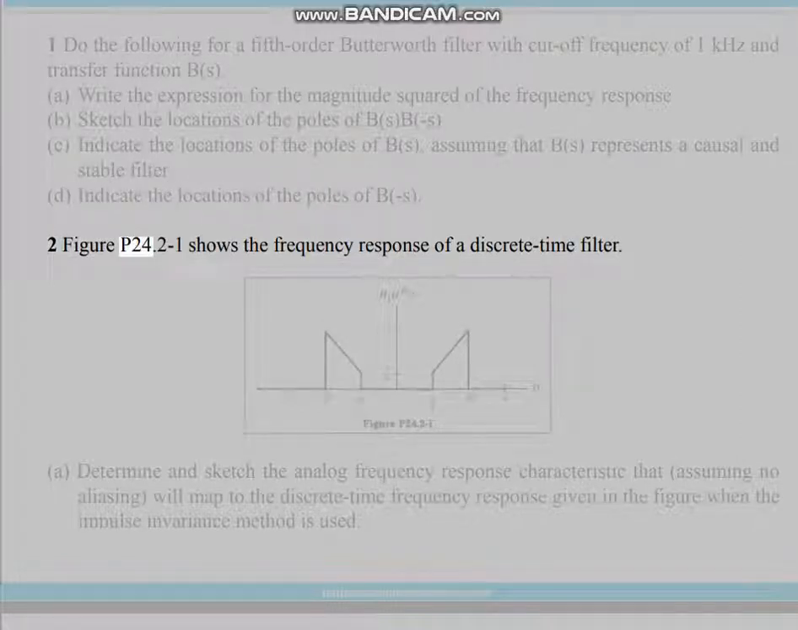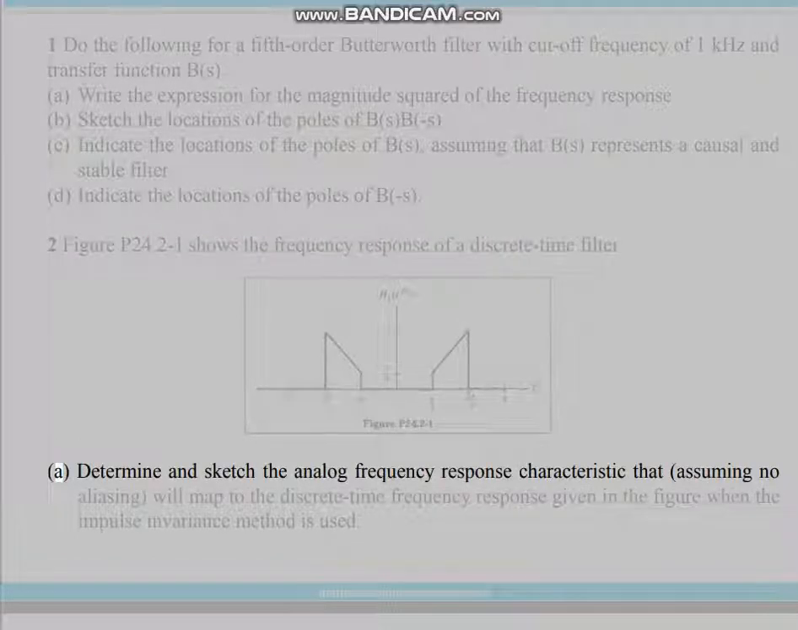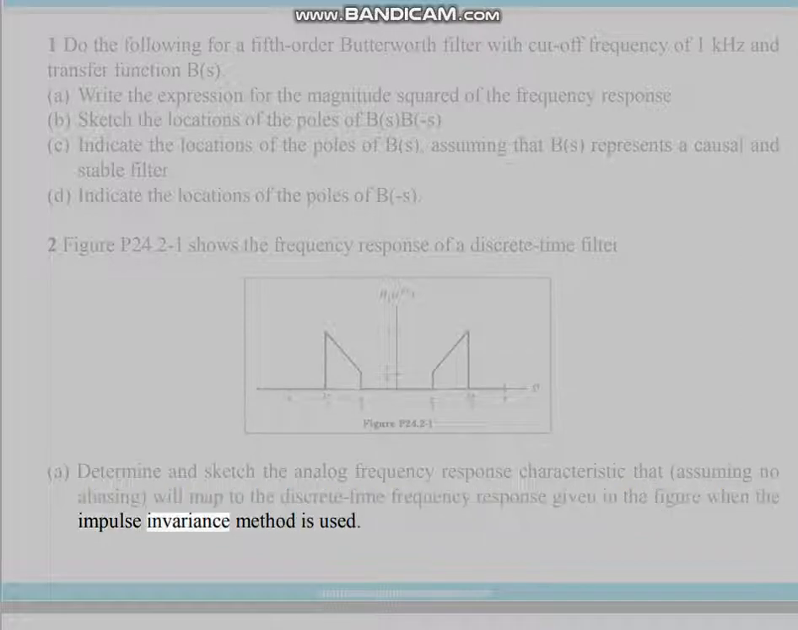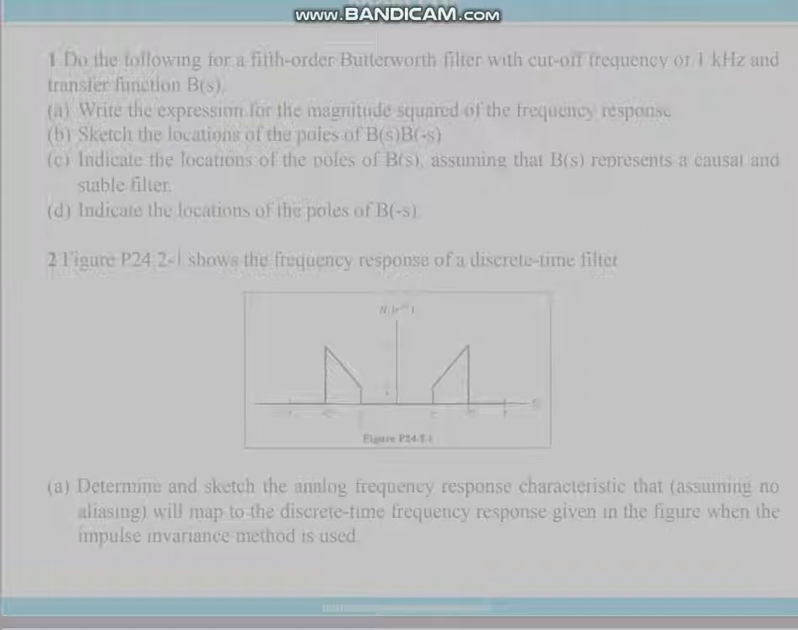2. Figure P24.2-1 shows the frequency response of a discrete-time filter. A. Determine and sketch the analog frequency response characteristic that, assuming no aliasing, will map to the discrete-time frequency response given in the figure when the impulse invariance method is used. Problems.